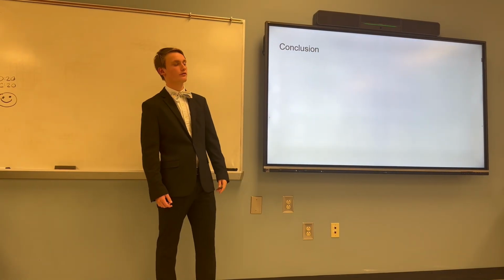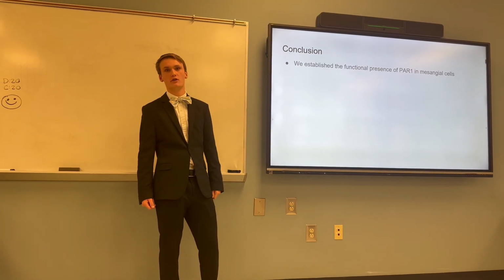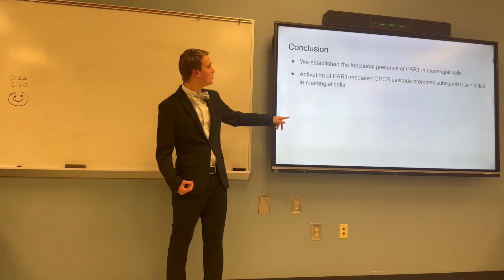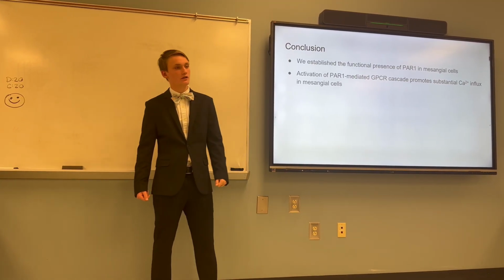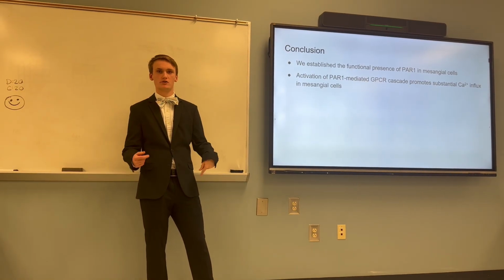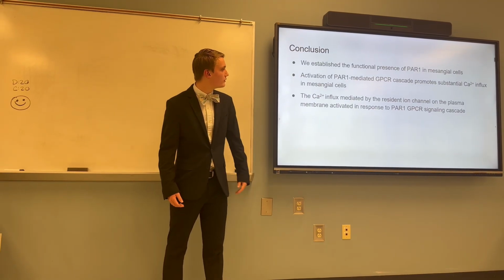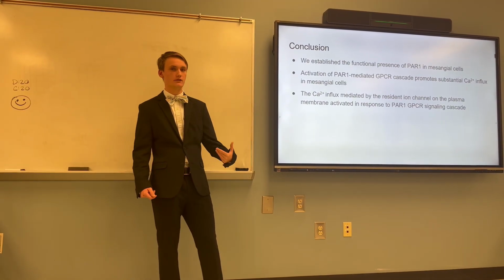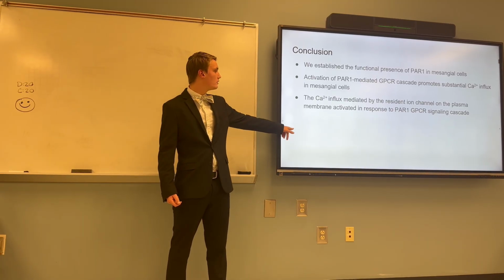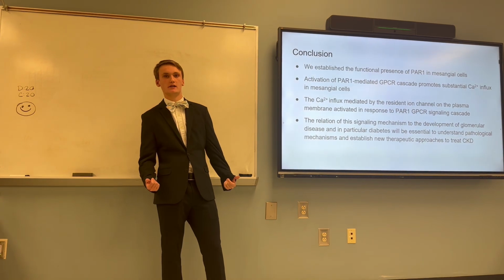So in conclusion, what we figured out is we now know the functional presence of PAR1, which is to release calcium within the cell. We also know that when we activate PAR1, it creates more PAR1 receptors, which amplifies further as we go along. Then we know that the calcium influx will lead to cell death. And finally, we now have a connection between the PAR1 receptor and chronic kidney disease.